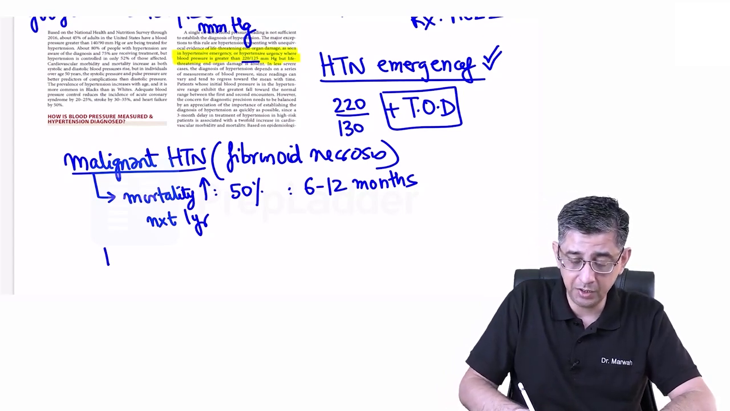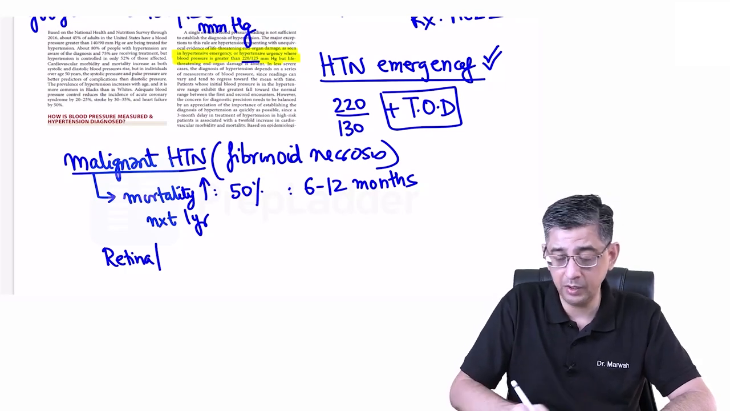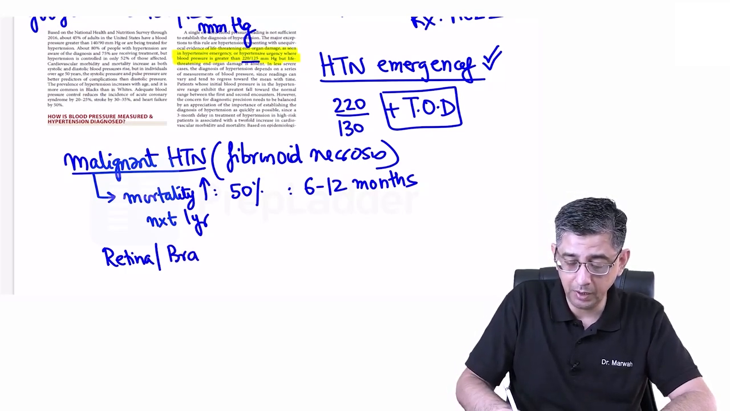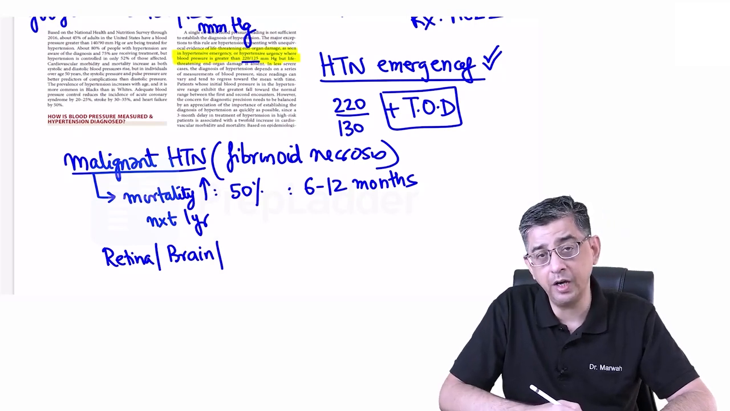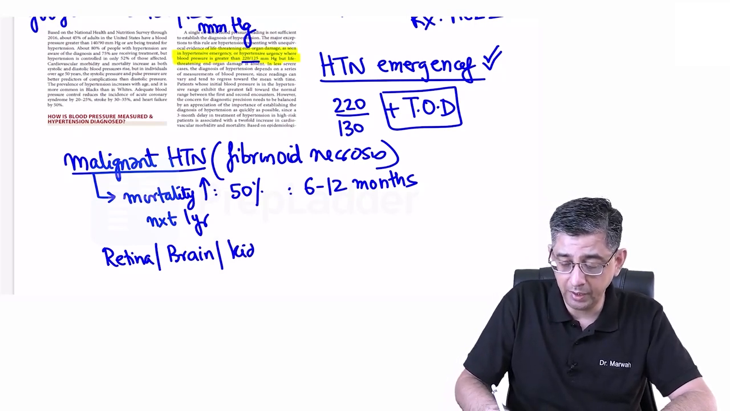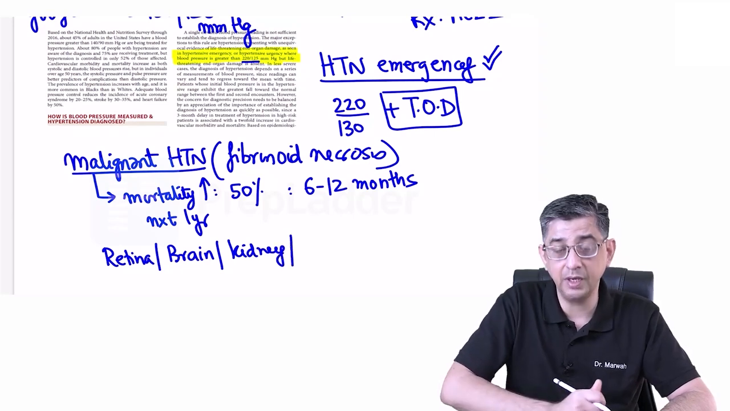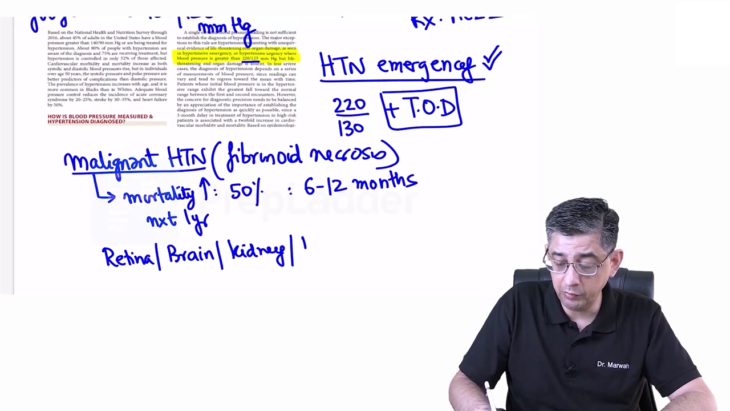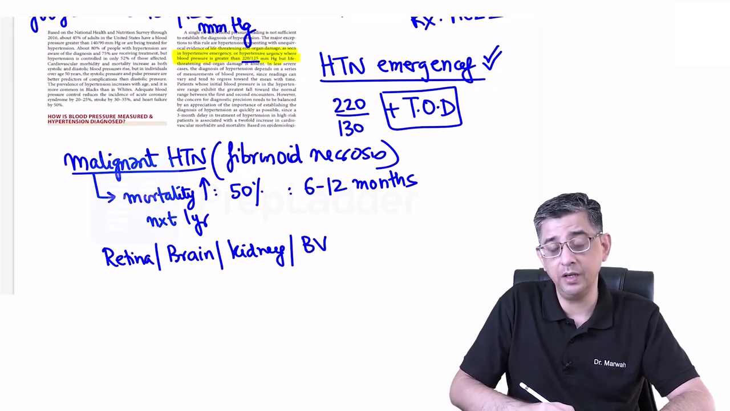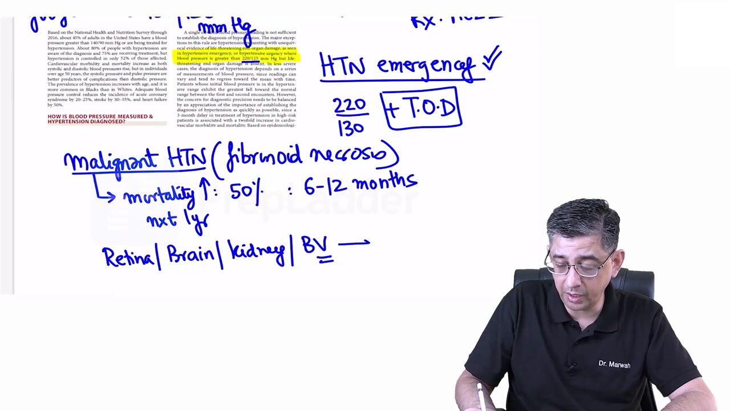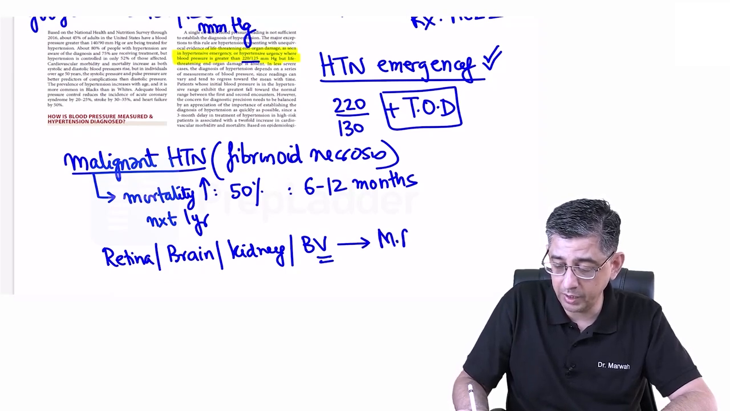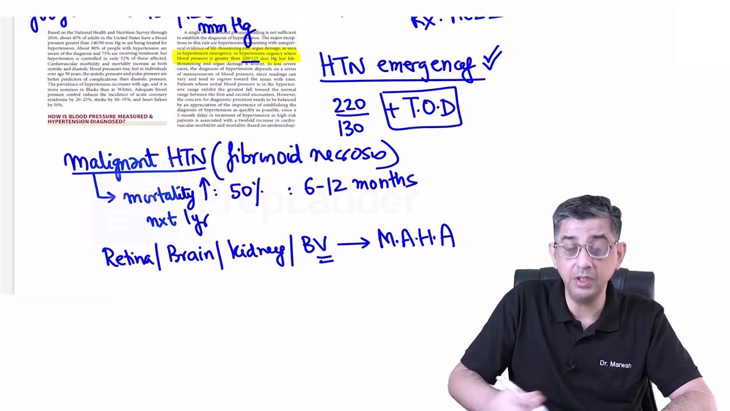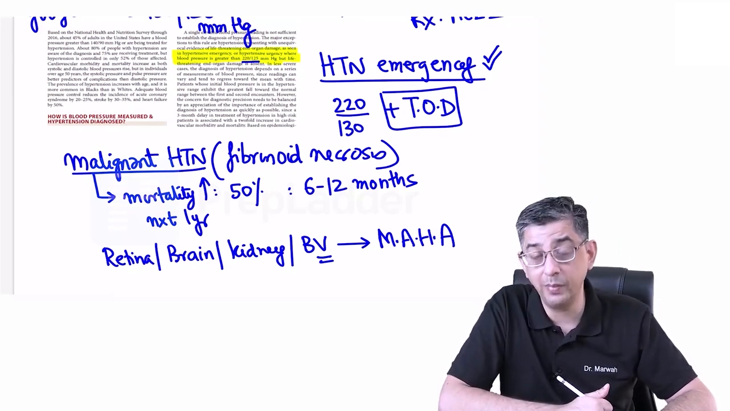And in malignant hypertension, the target organ damage could be in the form of retinal hemorrhages occurring in the person, or it could be putaminal bleed, intraparenchymal bleed. It could be nephrosclerosis and the person's kidney status has deteriorated. Even blood vessels can be damaged in malignant hypertension. In fact, one more target organ damage added to your vocabulary. The blood vessel damage that you can see due to very high blood pressure is called microangiopathic hemolytic anemia.